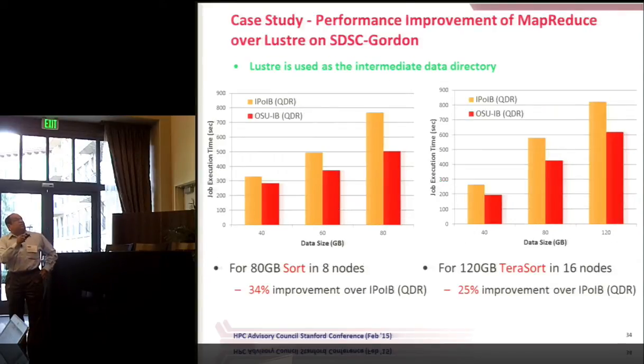So this is the data taken from SDSC-Gordon. That is another HPC system with a lot of SSDs. There you will see that Lustre is used as the intermediate data directory, not the local disk. So here you see around a 34% improvement and a 25% improvement.